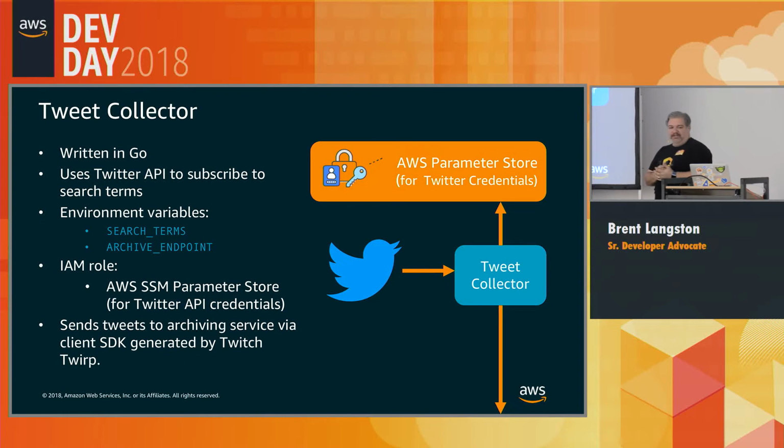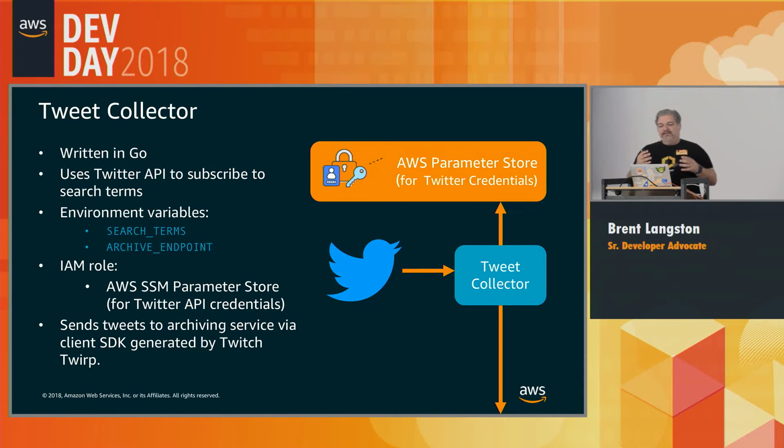So the tweet collector. This is, by the way, available on GitHub, so if you wanted to run this, read it, edit it, whatever, you're going to be able to do that. Again, links will be provided in the slideshow. It's written in Go. It uses the Twitter API, and it takes as environment variables the search terms that you're going to be looking for on Twitter. Anything that it finds, it's going to then write out to its archive endpoint. For you to be able to run this, of course, you'll need to attach an IAM role that allows it to write to that archive endpoint.